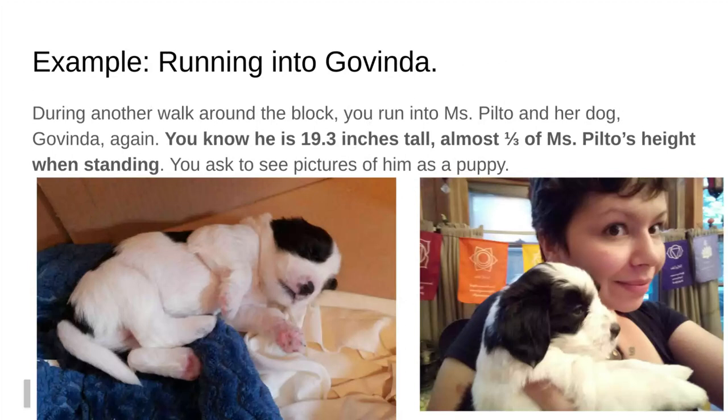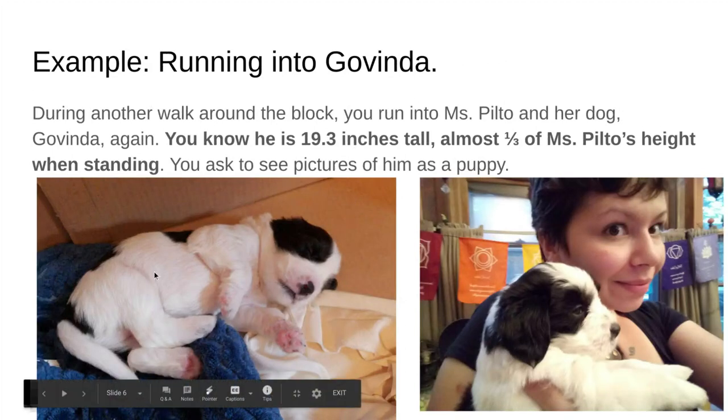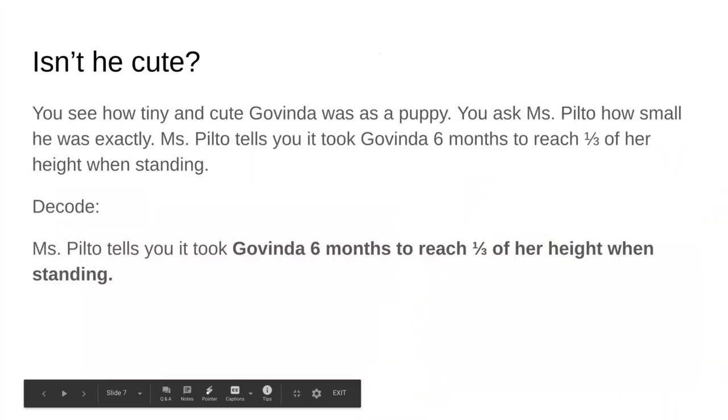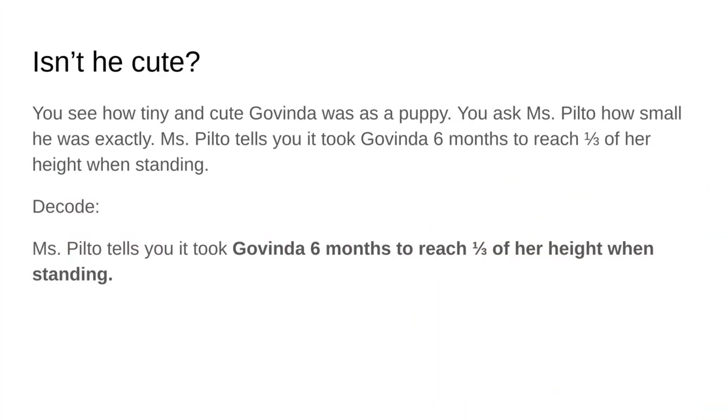During another walk around the block, you run into Miss Pilto and her dog Govinda again. You know he is 19.3 inches tall when he's on his hind legs. He is almost 1/3 of Miss Pilto's height when standing. You asked to see pictures of him as a puppy. So here's him at about 2 weeks old and him about 7 weeks old. Is this the cutest little puppy? Look at the little jelly bean paws, cute. You see how tiny and cute Govinda was as a puppy. You asked Miss Pilto how small he was exactly.